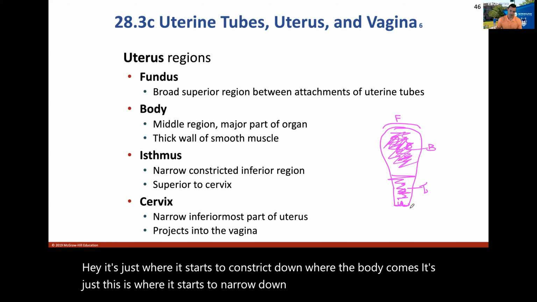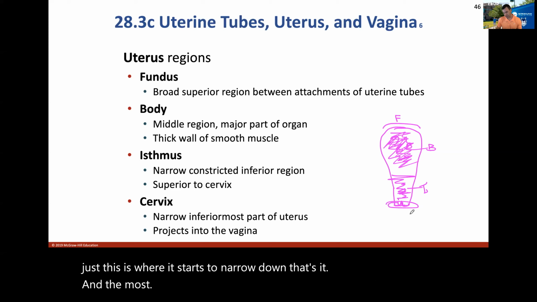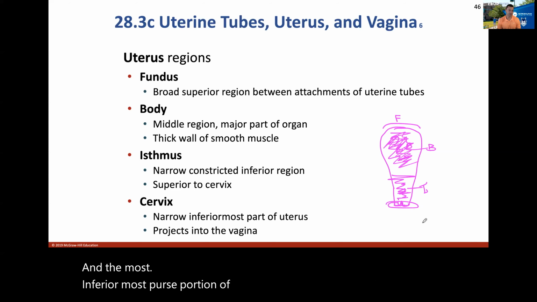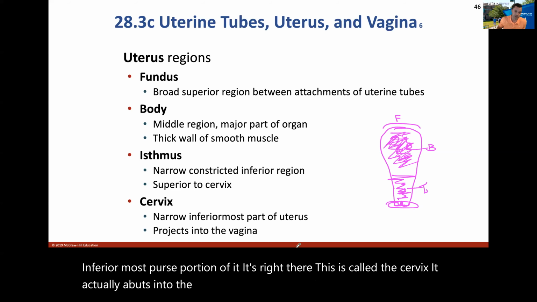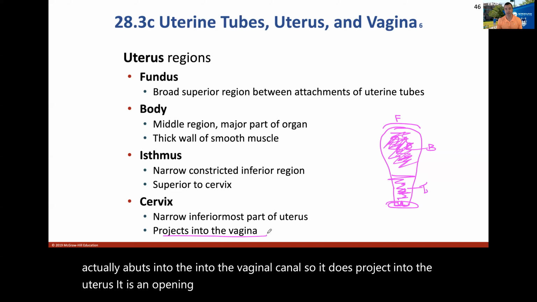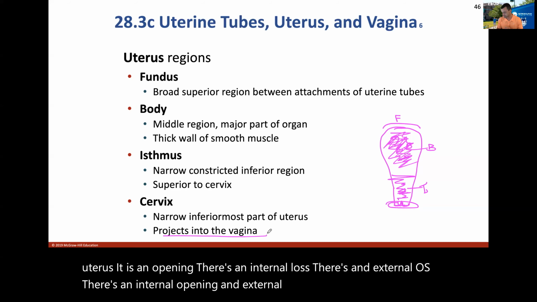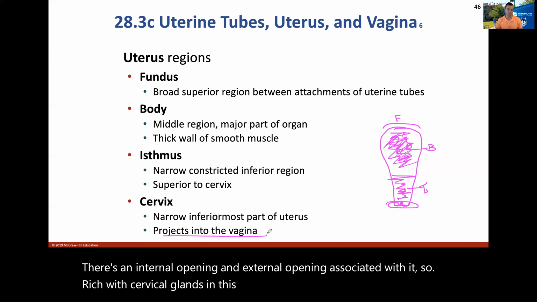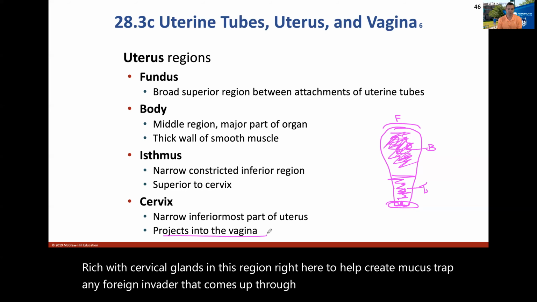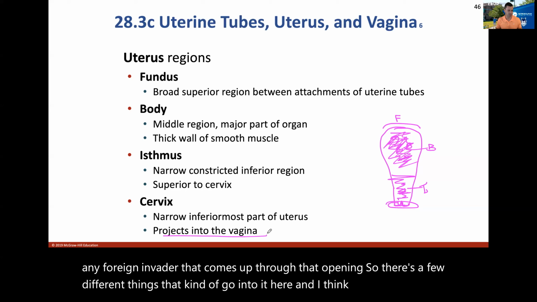That's it. And the most inferior portion of it, right there, is called the cervix. It actually butts into the vaginal canal, so it does project into the vagina. It is an opening. There's an internal os and an external os, an internal opening and an external opening associated with it. It's rich with cervical glands in this region to help create mucus, trap any foreign invader that comes up through that opening. There's a few different things that go into it here, and I think I may have those on the next slide, so bear with me here.